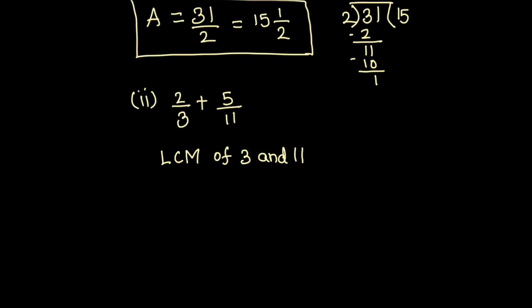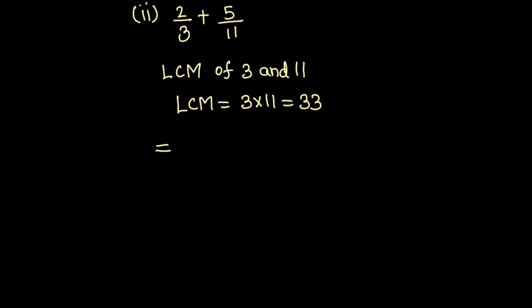Here we see that both the numbers 3 and 11 do not have any common factor between the two numbers. So the LCM will be the product of the numbers. So LCM will be 3 times 11, which is 33. Now we'll make the denominator of these two fractions equal to 33. To make 3 into 33, we have to multiply it by 11. And as we are multiplying the denominator by 11, we have to multiply the numerator 2 by 11 so that the value of the fraction does not change.